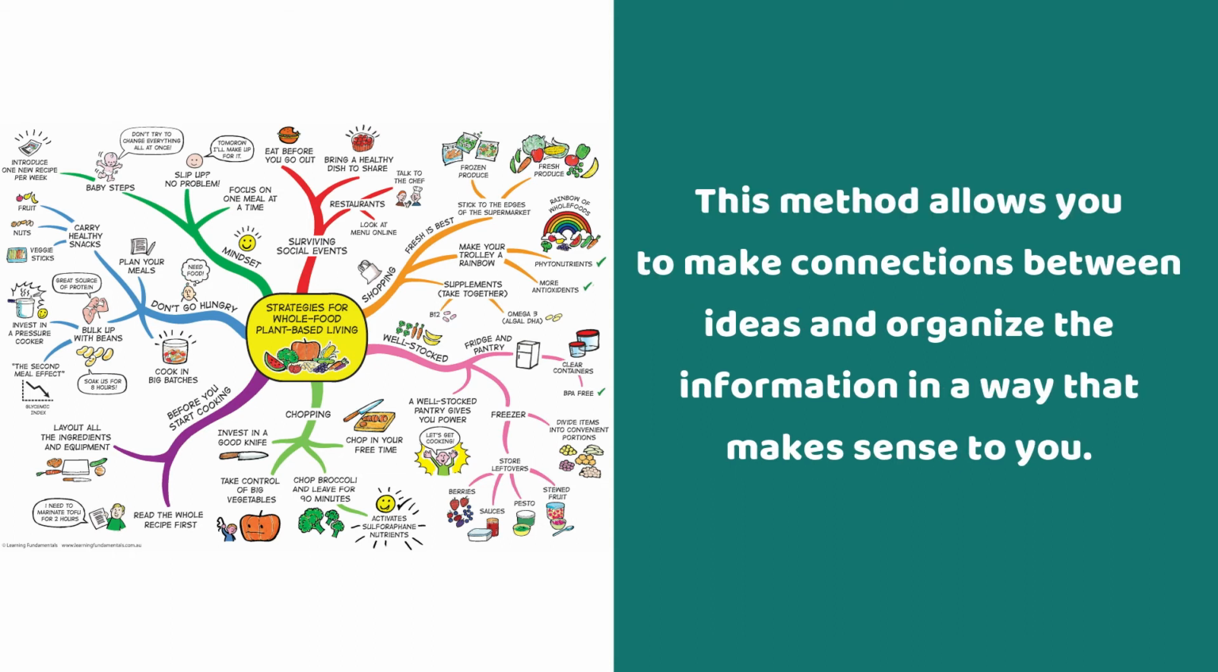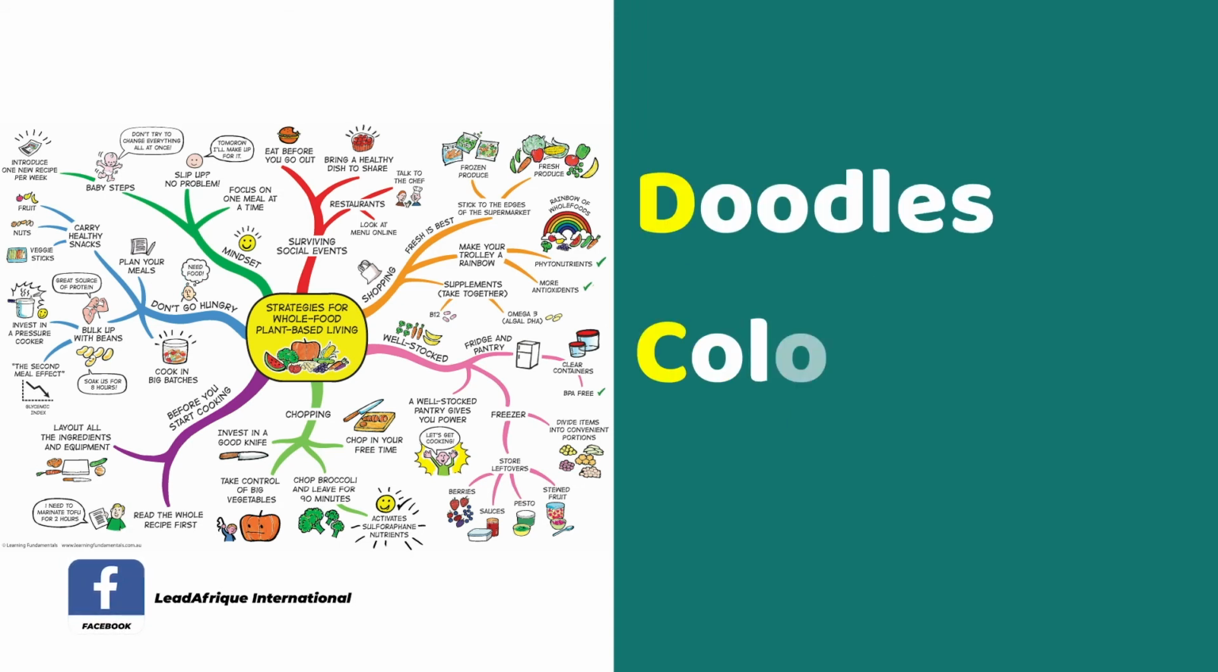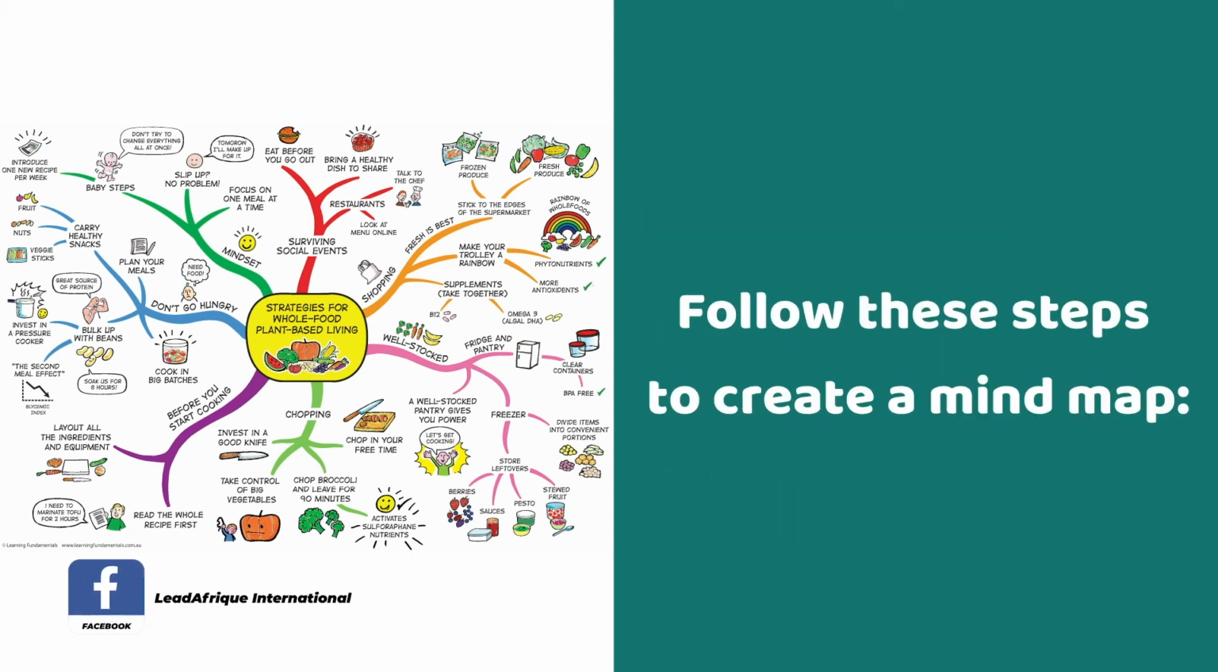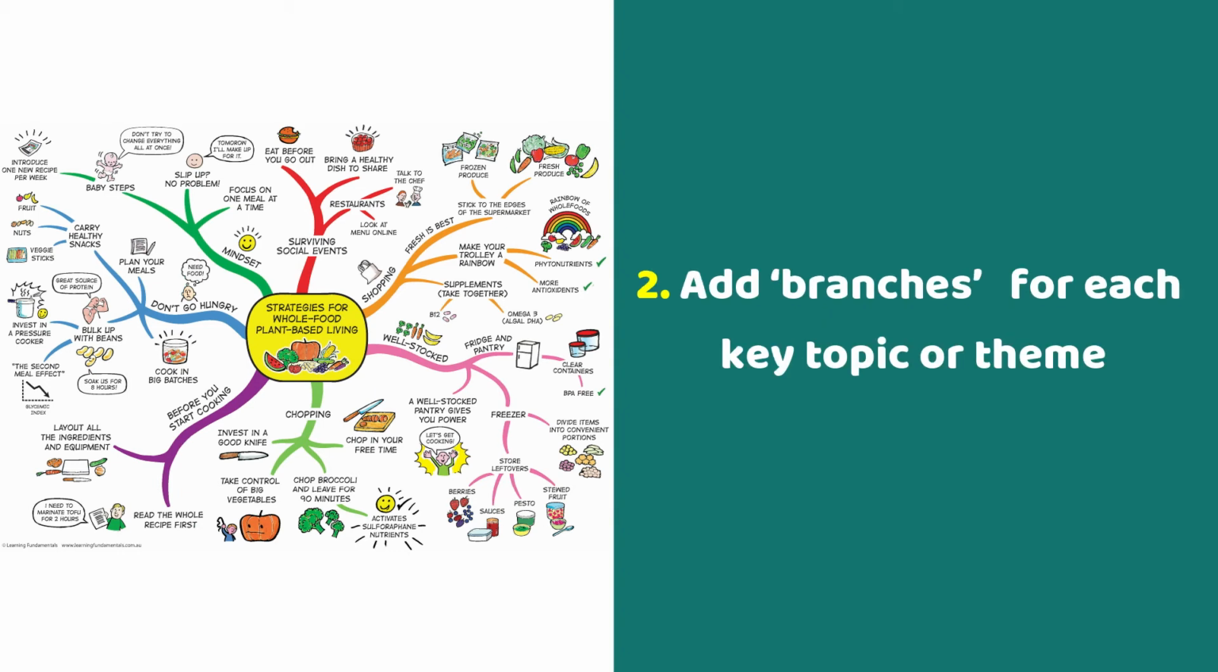This method allows you to make connections between ideas and organize the information in a way that makes sense to you. These maps can include doodles, colors, and shapes to help with memory recall. In case you don't know how to do the mind map, you can follow these steps to create a mind map. Start with a central idea in the middle of the page. Then add branches to each key point or theme.